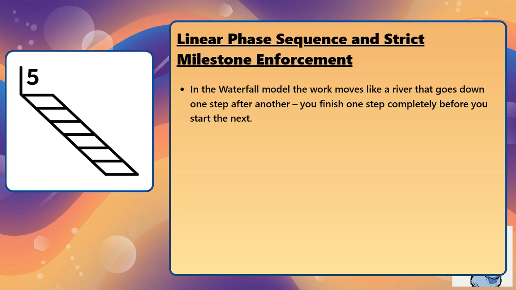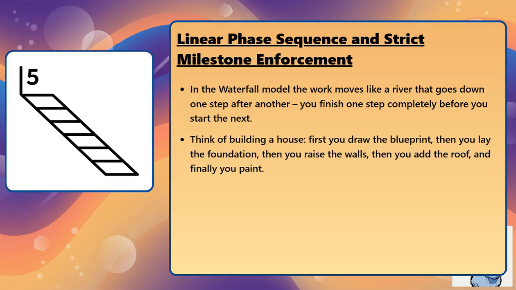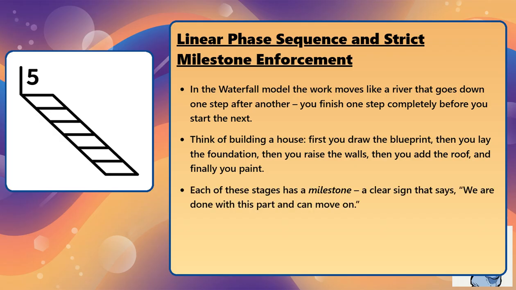In the waterfall model, the work moves like a river that goes down one step after another. You finish one step completely before you start the next. Think of building a house. First you draw the blueprint, then you lay the foundation, then you raise the walls, then you add the roof, and finally you paint. Each of these stages has a milestone, a clear sign that says, "We are done with this part and can move on."